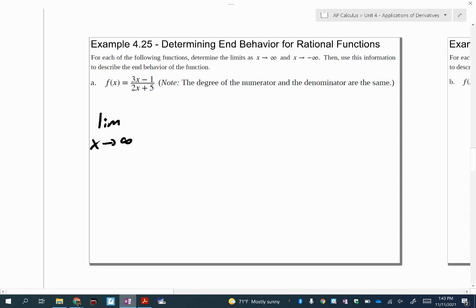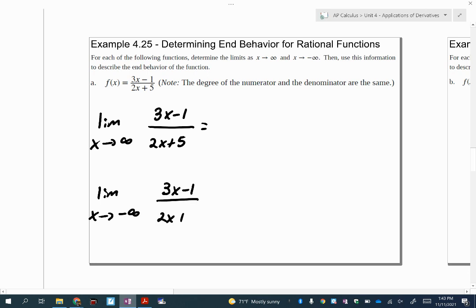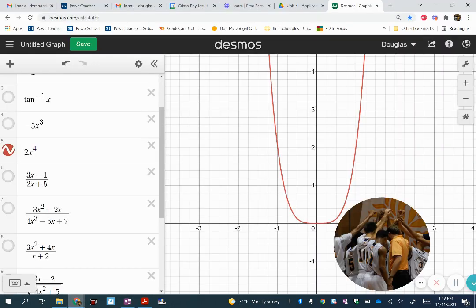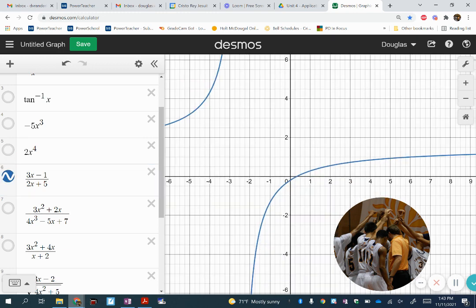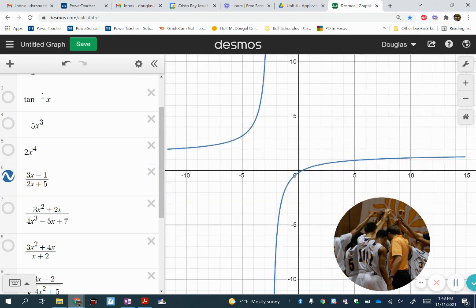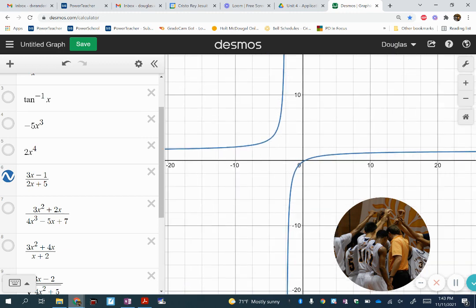as x approaches infinity of this function and the limit as x approaches negative infinity of this function. I've already got the graph ready for us, so it's right here. Now you can see that this one's a little different than the ones we just did. It looks like as I move to the far right, I'm approaching an asymptote, and to the far left, that same asymptote.